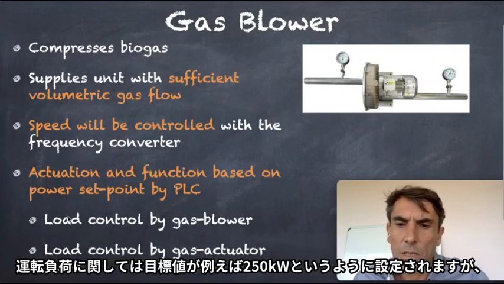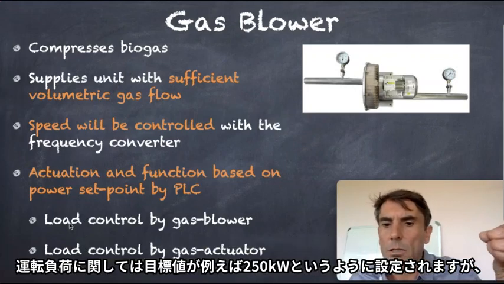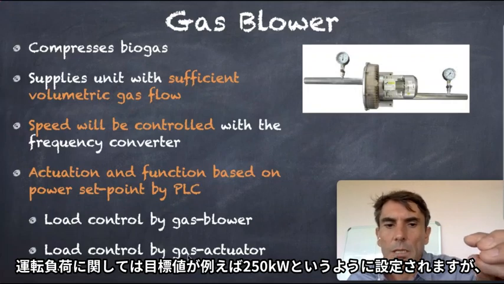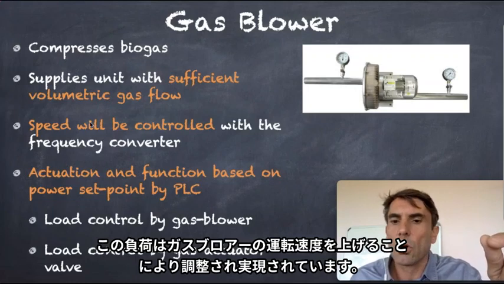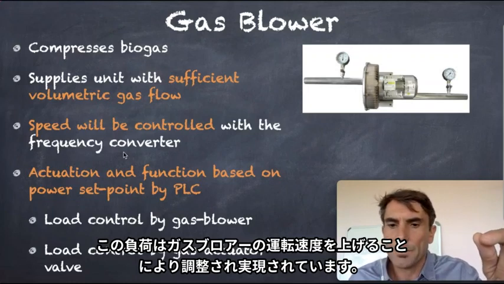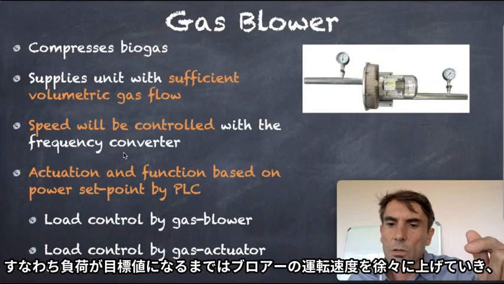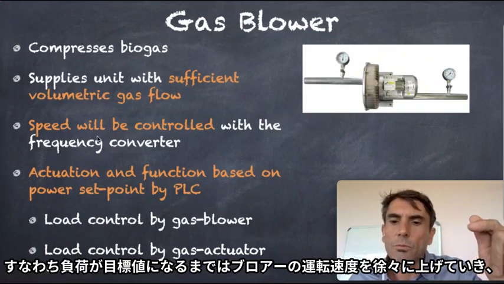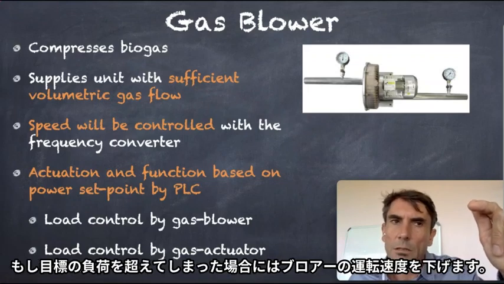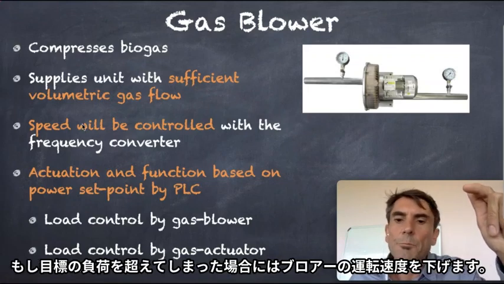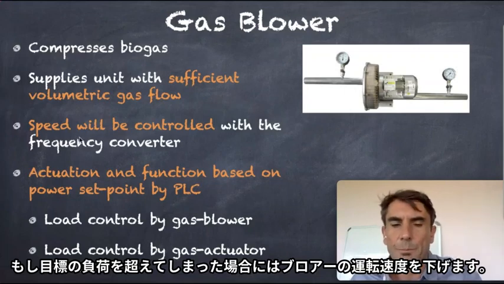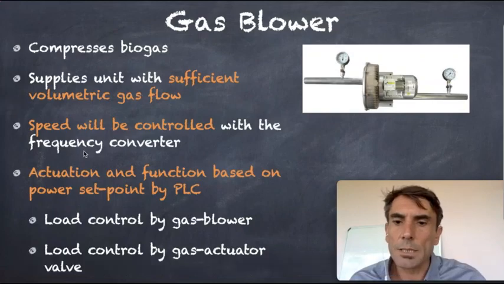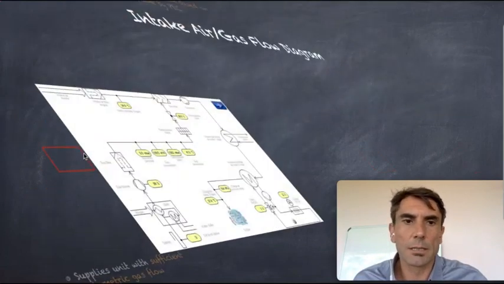And the load of the CHP, we have a target load of, for example, 250 kilowatt. So the load will be controlled via speed control of the gas blower. If we don't reach the load, the speed will increase until we reach the target load of the CHP. If we exceed the target load, the speed will be reduced to keep the load stable on target. So this is the standard function of our gas blower.